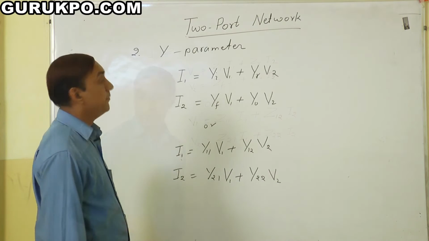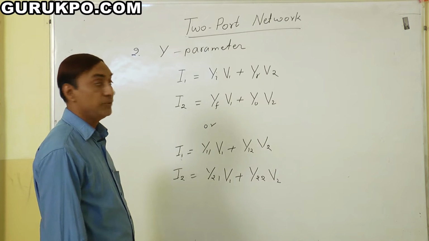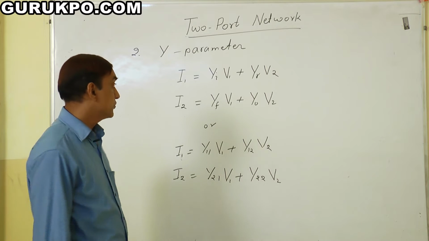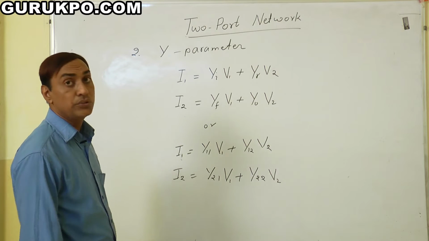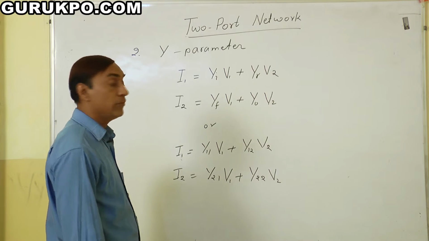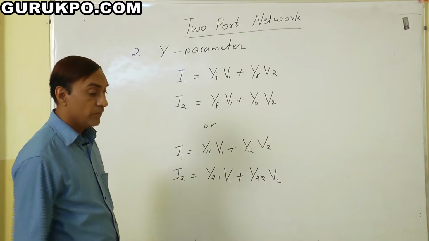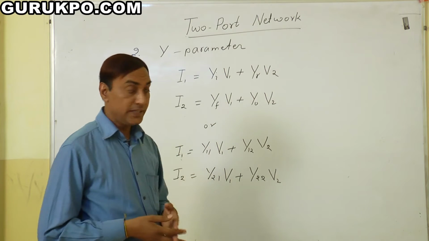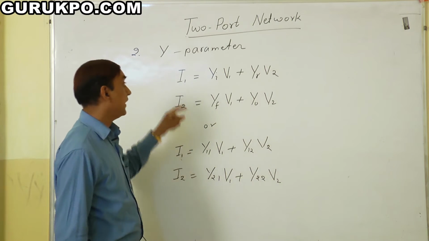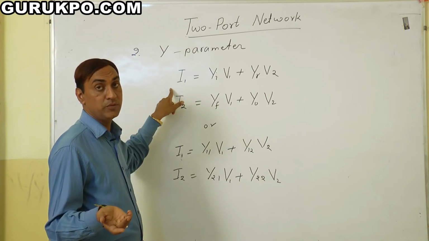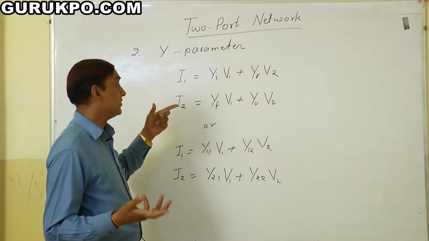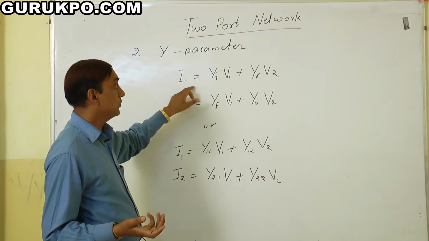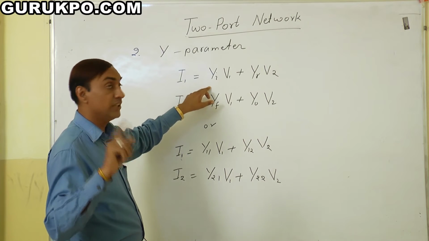These are very simple. Now the Y parameters. Y parameter shows the admittance. So what is the equation for the two-port network for the Y parameters? It is very simple. Y parameters are connected with the impedance. That's why we write the equation in terms of current I. So I1 is equal to Y, where Y is the admittance on the input side.